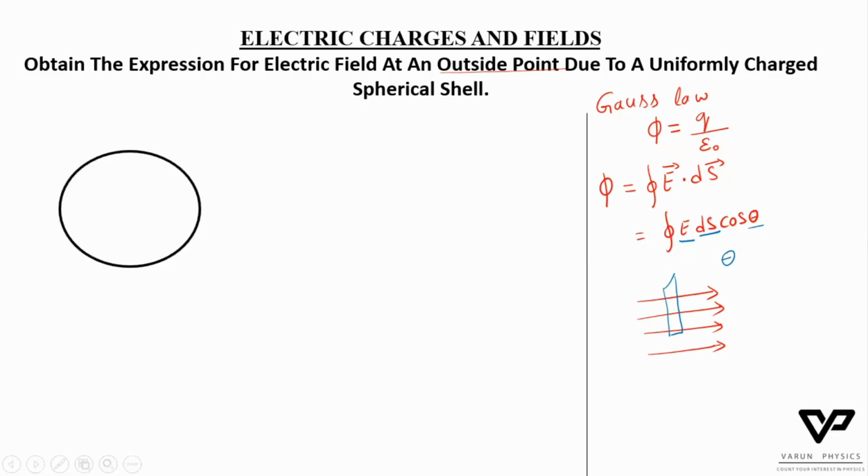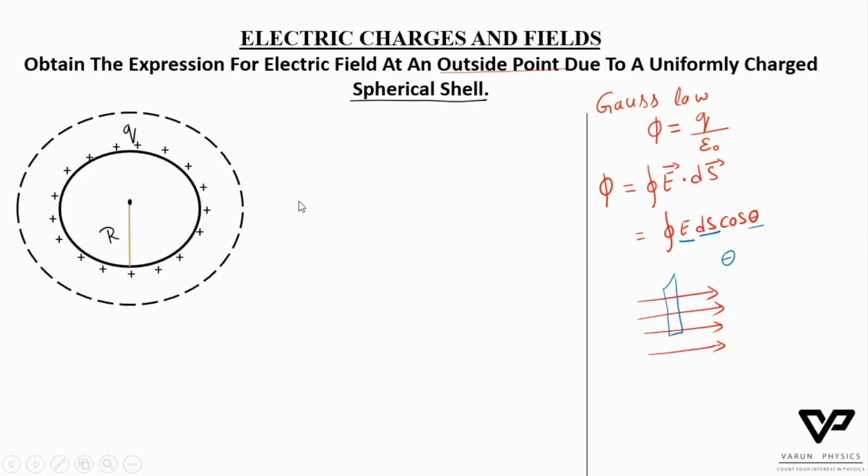Since we are doing it for a uniformly charged spherical shell, I have taken a spherical shell with a charge, let us assume Q, on it, and the radius of the shell is capital R. Now, in order to calculate the electric field at a point, we have to draw a Gaussian surface. Here, this is the point P where we are supposed to calculate the field, so we have drawn a Gaussian surface surrounding it.